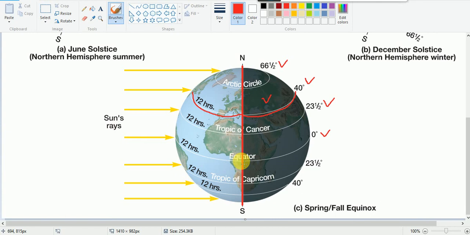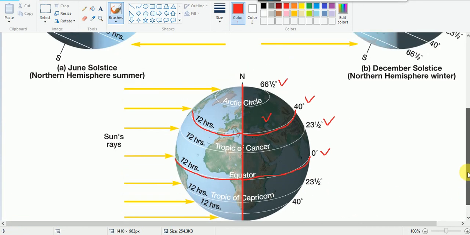Likewise, along the equator also the daytime will be 12 hours and the nighttime would be 12 hours. That means everywhere the duration of the daytime and the nighttime will be equal if the axis of the earth were vertical. However, it is not so. However, in reality, it is not so.